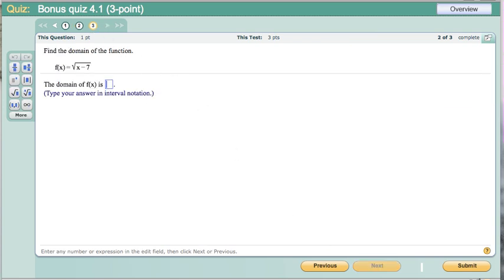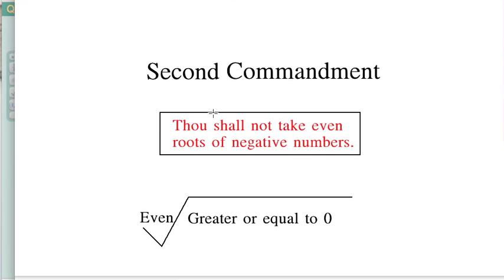Now I did tell you that the domain is going to haunt the course. They're going to constantly be asking you for the domain of a function, and by default when you have just math, you're supposed to assume R, and then you look for any restrictions. We're not dividing by 0 here, so you might think the domain is all real numbers. But let me show you the second commandment of mathematics that says, thou shalt not take even roots of negative numbers. In other words, if we're taking an even root, and we have a square root in that problem, so it's even, what's underneath the radical has got to be greater than or equal to 0.